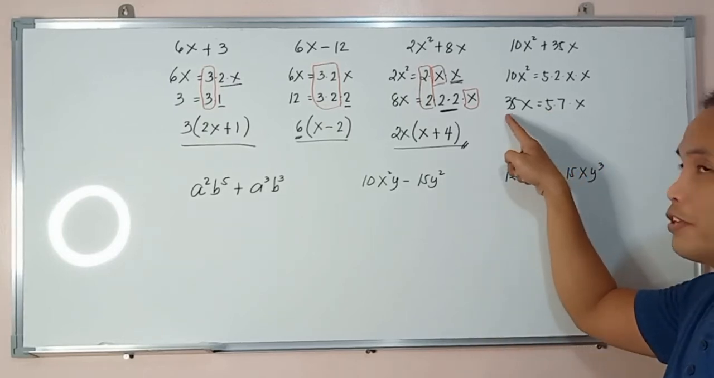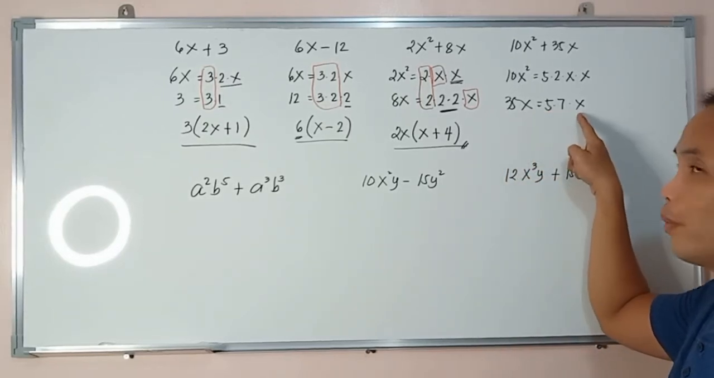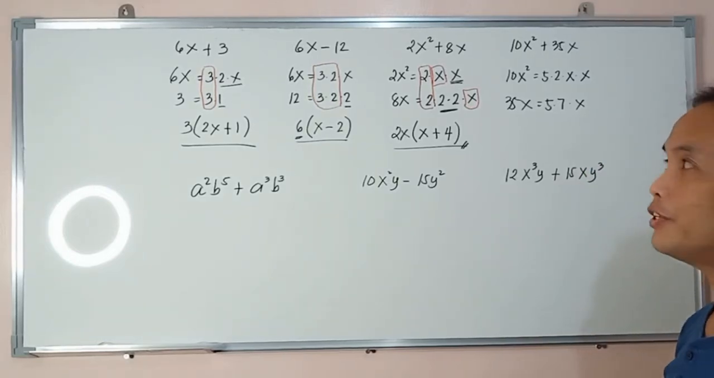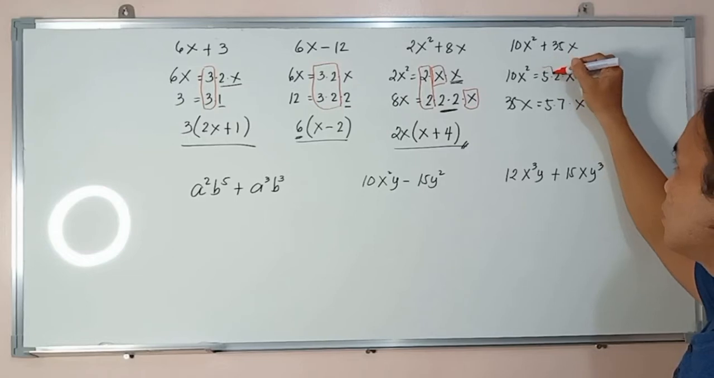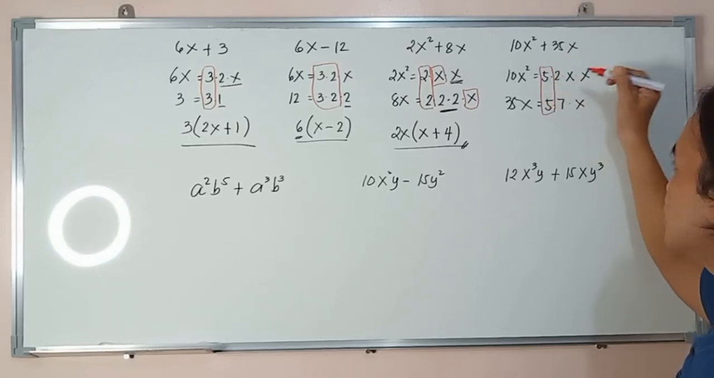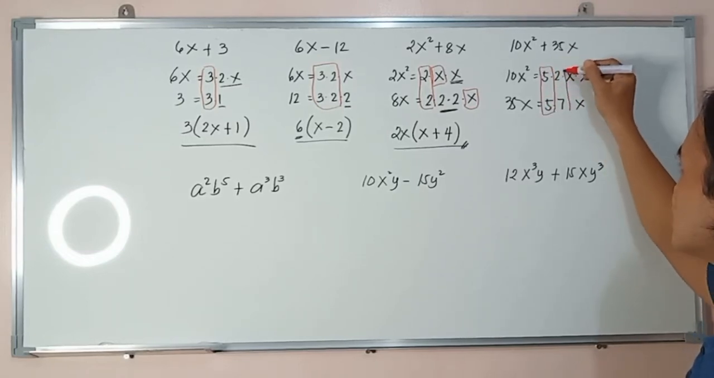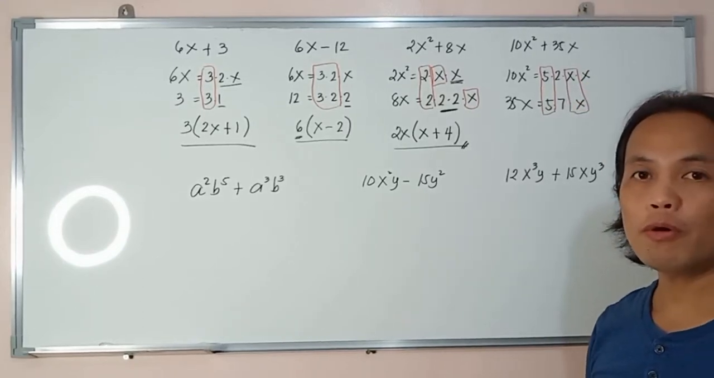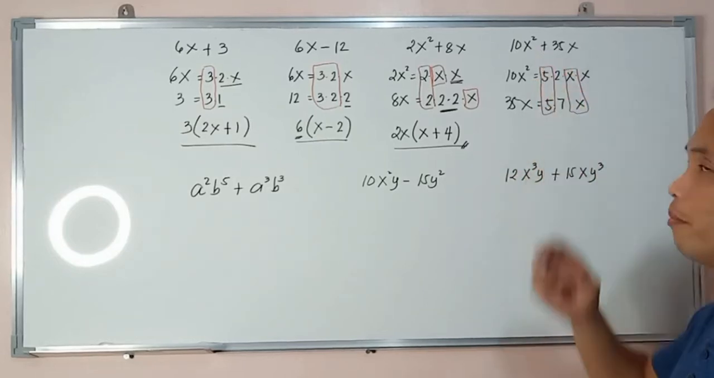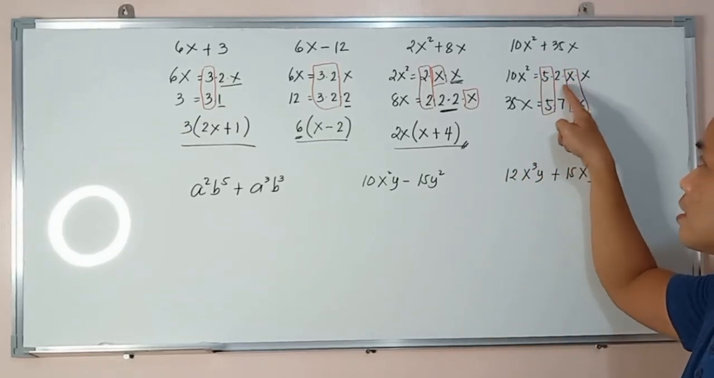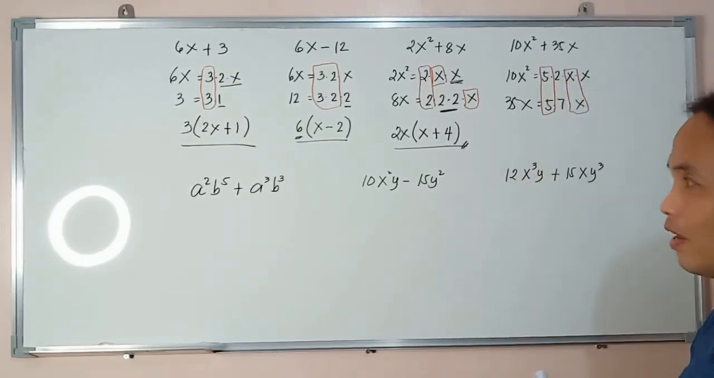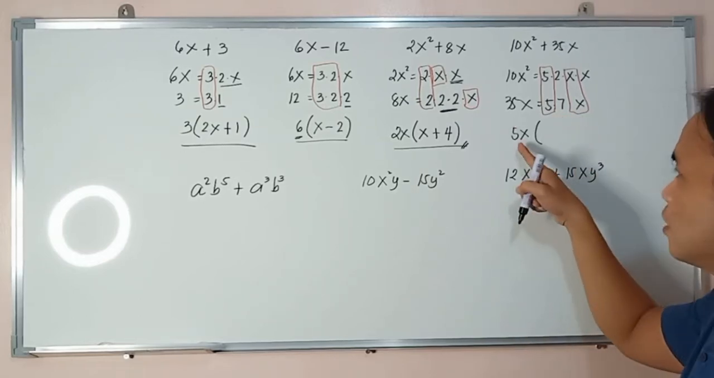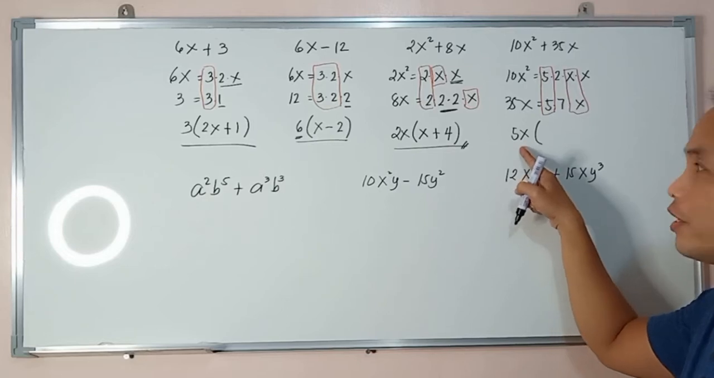5 times 7 is 35, and we have the x here, so that's why we have the x here. Then we identify the greatest common factor. So we have 5 and we have the x. So meaning, our common monomial factor for this binomial shall be 5x. We multiply 5 times x, that is 5x. So we write 5x times. So this is our common monomial factor.